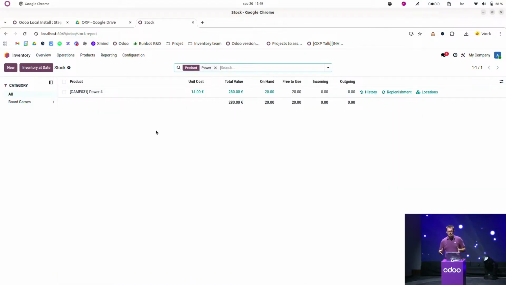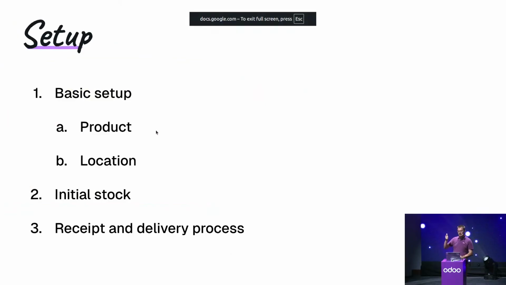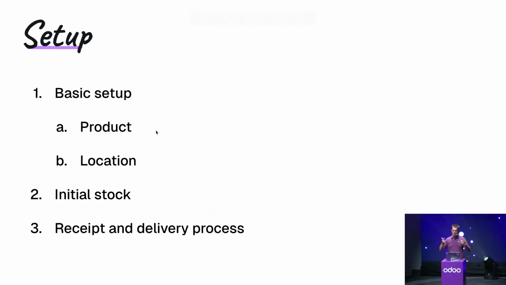With all this setup, you have the basic flow. If you need to remember three things, it is the different steps. First, basic setup, product and location. Then the initial stock, you add your quantity, and you manage your receipt and delivery. With that, you have everything to start and use Odoo.